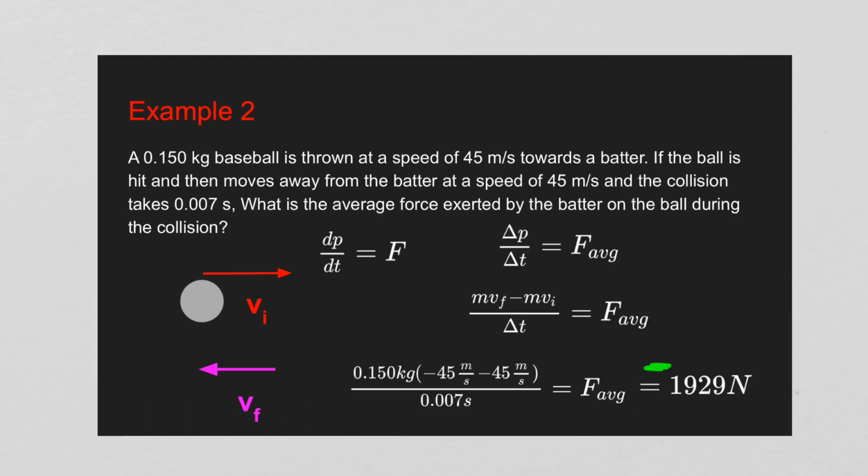is negative 1929. Remember this negative? All it is, is a direction, which makes sense because if I want to change its momentum, the direction of the change in momentum is equal to the direction of the change in force.